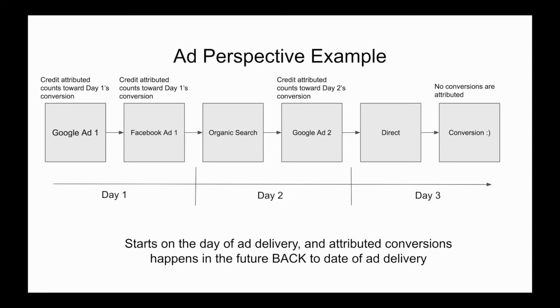Let's look at an example here using our extreme case. As you see here, even though the conversion happened on day three, because no ads were delivered on day three, all the credit for that specific conversion was attributed back to ads that happened on day one and day two. So if you are at day three, your numbers on day one and day two are not golden. By that I mean, they're still subject to change as long as they are within the 30-day attribution window for each of the ads we see here.